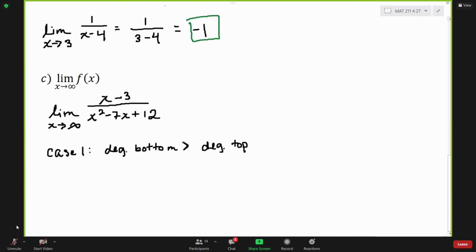So they're not both 1? Oh, the degree. I was thinking of the coefficient. Yes, so the leading coefficient of each of these is 1 because there's a 1 in front of the x and in front of the x squared, but the degree is the highest power of the x. So here the degree on the bottom is bigger, which means we don't have to do any more thinking. It's automatically 0.